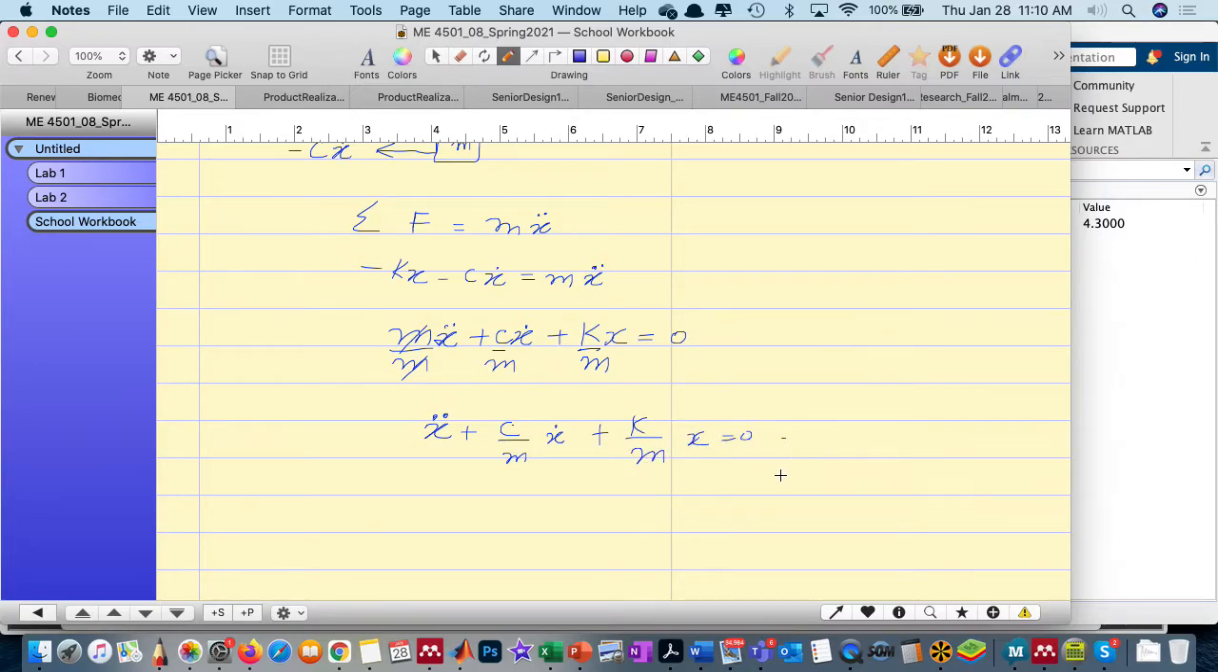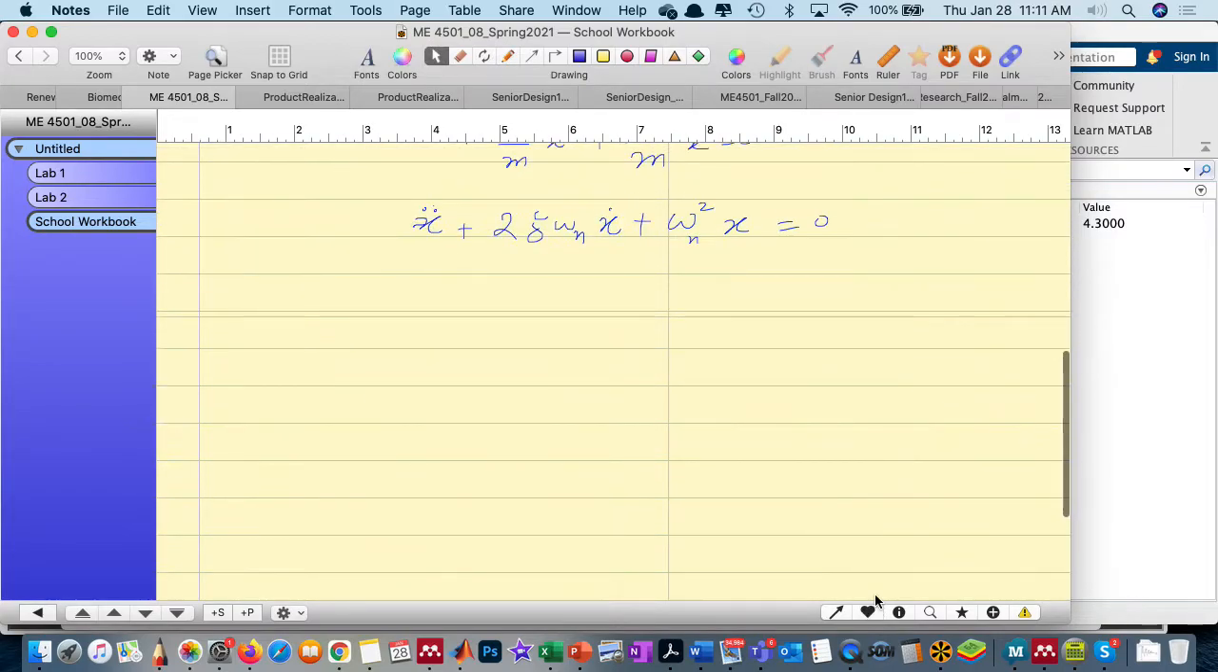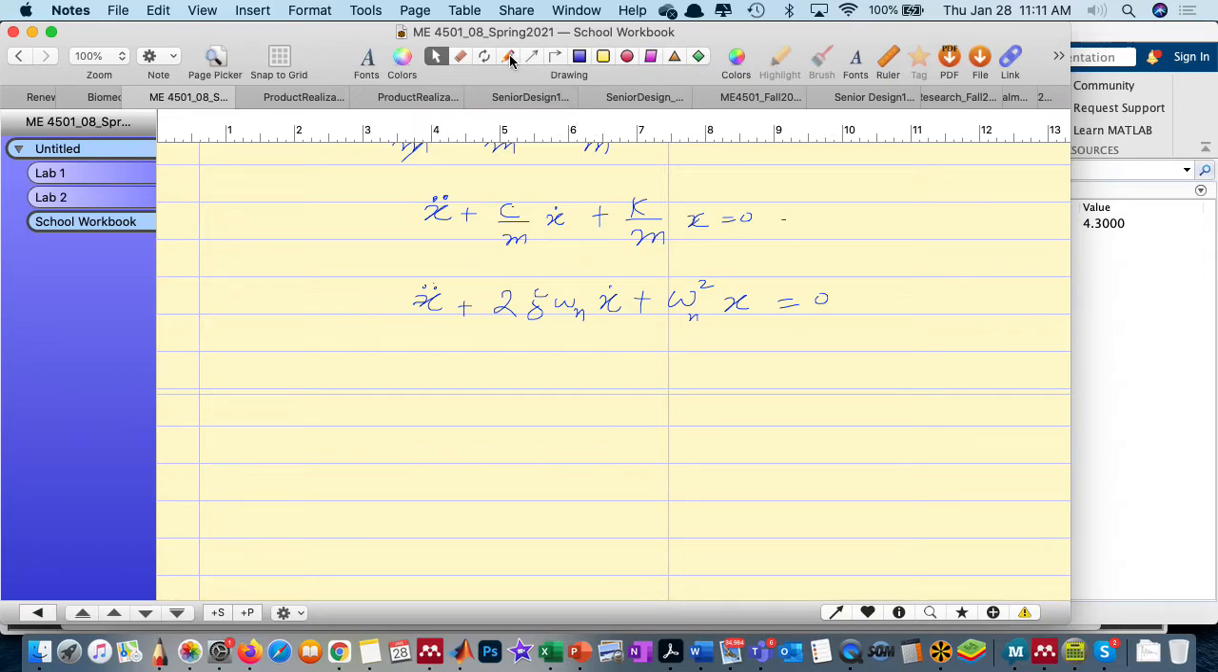And if you compare with the standard second order differential equation, then if you compare these two equations, equation 1 with equation 2, the coefficient of the second order terms gives us not much information, but coefficient of velocity.